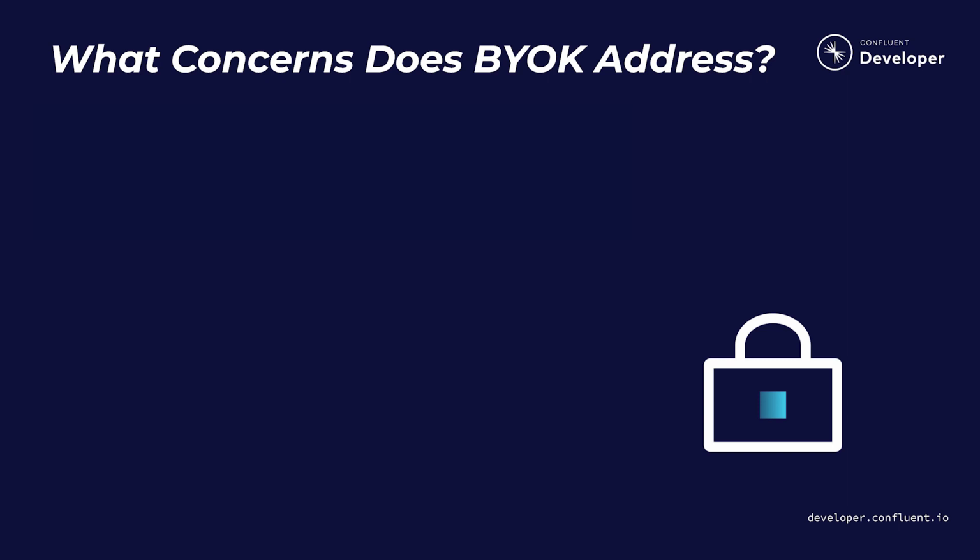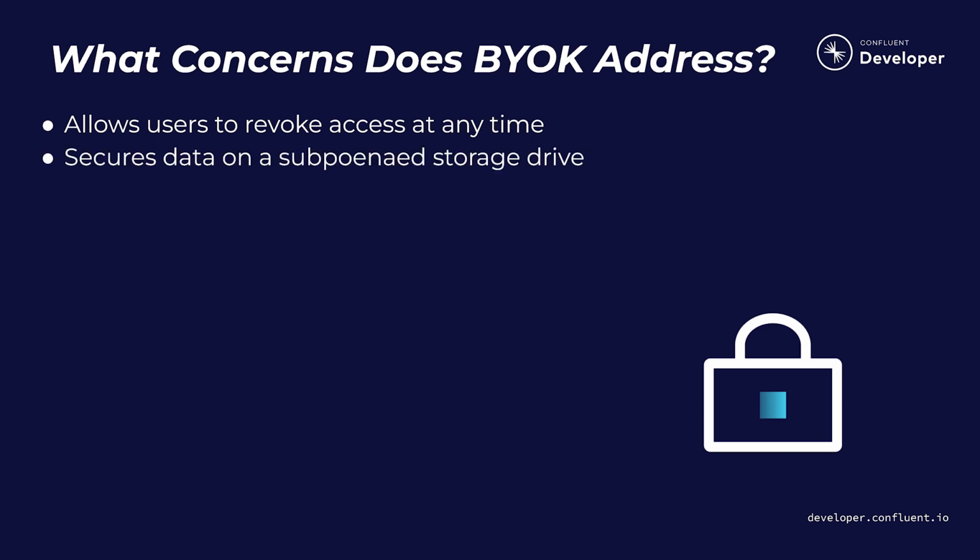BYOK addresses three main concerns for companies. It allows for encryption at the storage layer and lets a user revoke access to the key at will, rendering any encrypted data stored in the cloud vendor's drives unreadable by them. It also helps secure data in a scenario where a server's drive might be subpoenaed. Without access to the key, the data on the drive would be essentially unreadable. And lastly, it checks a box for security compliance.